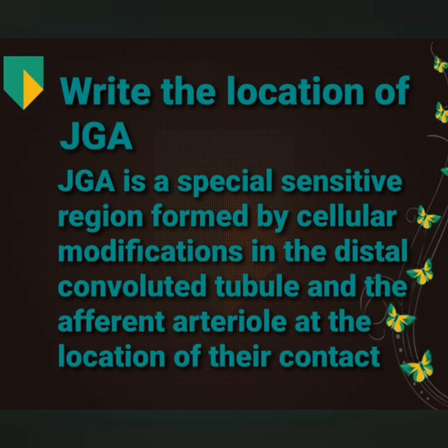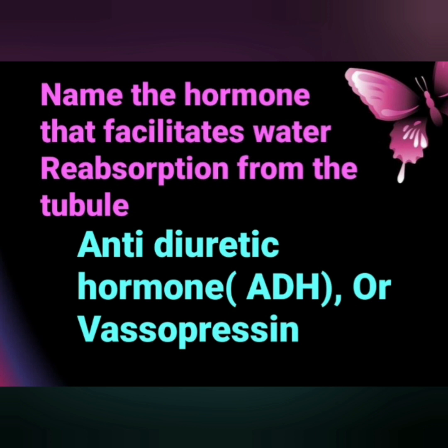Next question, write the location of juxtaglomerular apparatus or JGA. JGA is a special sensitive region formed by cellular modifications in the distal convoluted tubule and the afferent arteriole at the location of their contact. Now name the hormone that facilitates water reabsorption from the tubule. The answer is antidiuretic hormone, ADH or vasopressin.